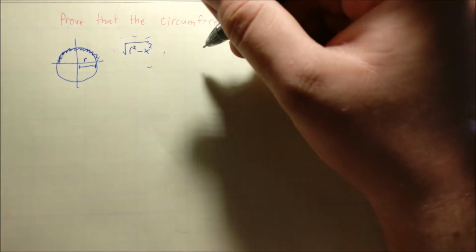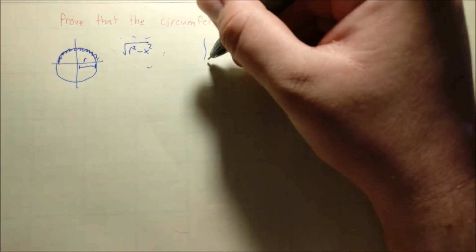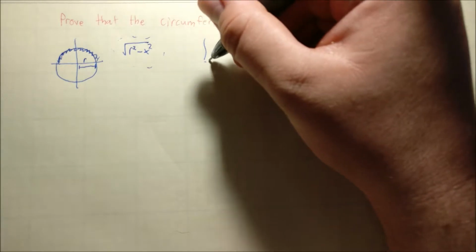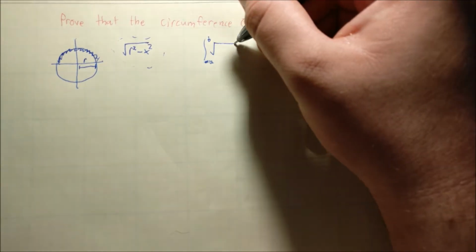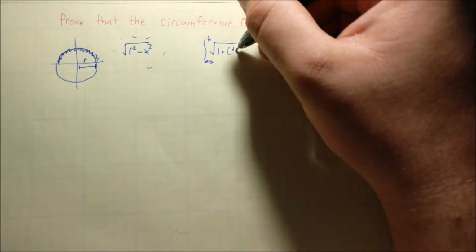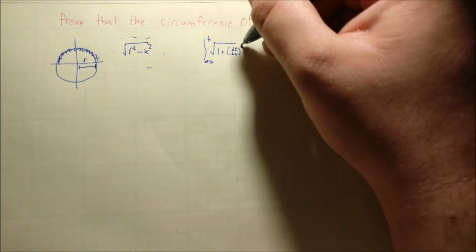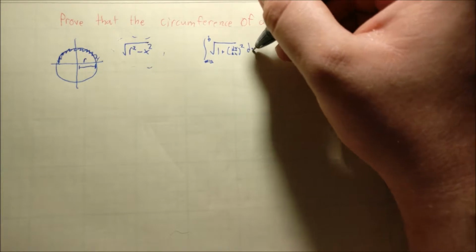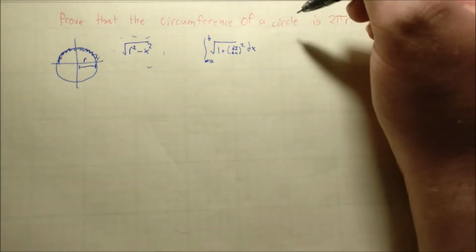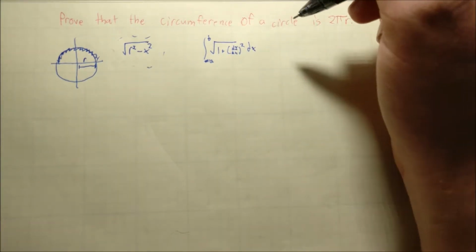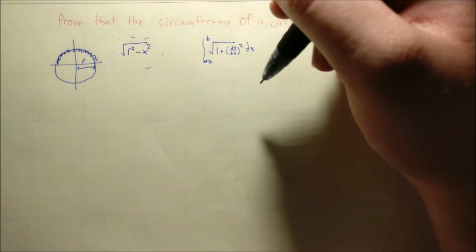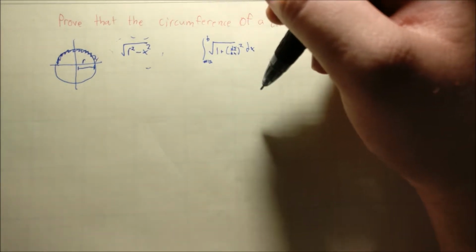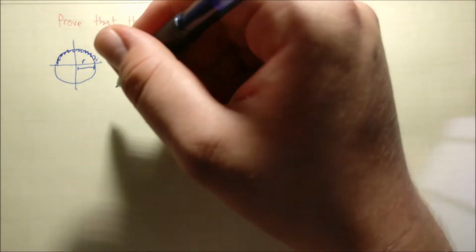Well, the standard arc length formula is the integral from a to b of the square root of 1 plus (dy over dx) squared dx. Now that's not the second derivative, that's the square of the derivative. Notation is confusing sometimes, but that's how it goes. So the first thing we're going to do is find dy over dx.